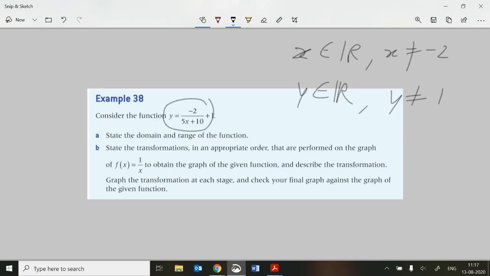Okay, so our transformations. Now, in order to keep it consistent with the way in which we've been approaching this before, I'm just going to change this.